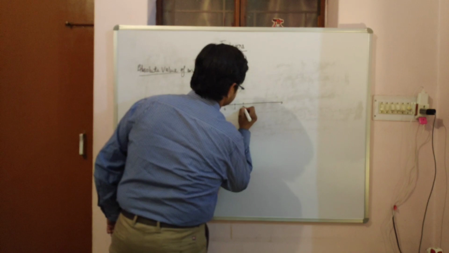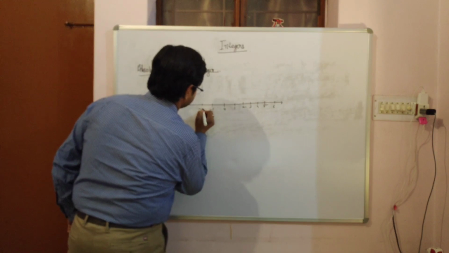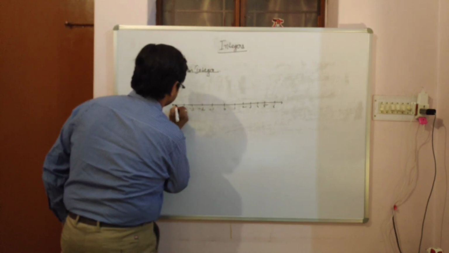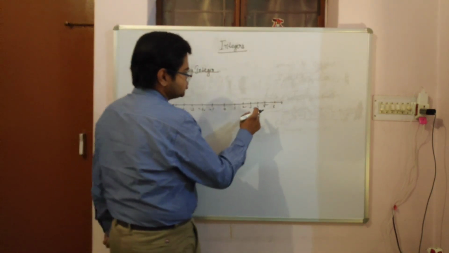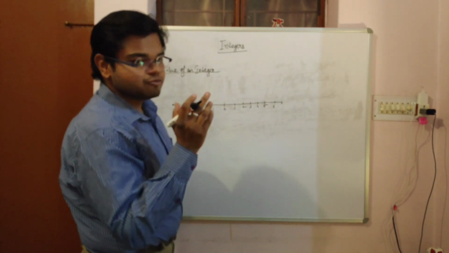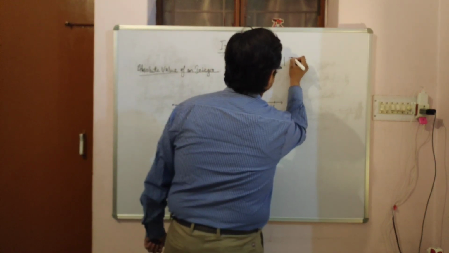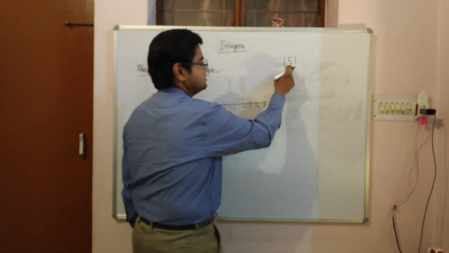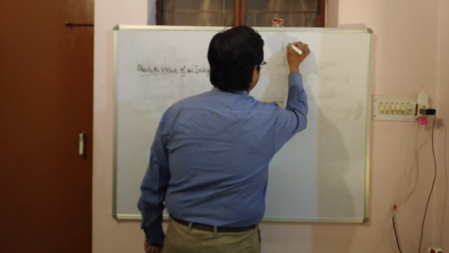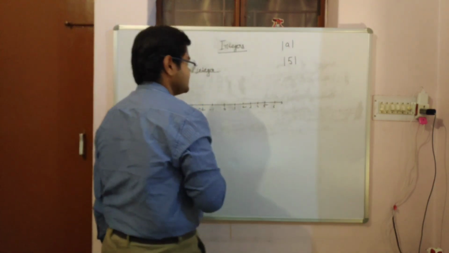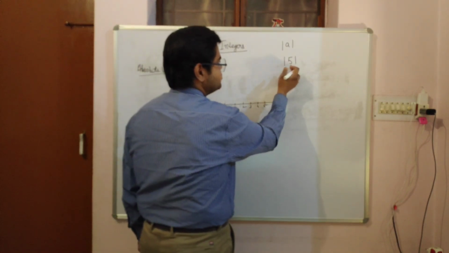0, 1, 2, 3, 4, 5, 6. Minus 1, minus 2, minus 3, minus 4, minus 7. Now, class, if we need to find the absolute value of 5, there is a way to write the absolute value of a number. We write it between two vertical lines. Its general form will be mod of A. Now, coming back to this, 5 between two vertical lines.